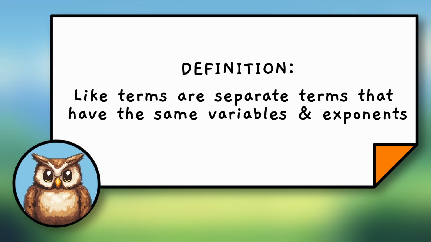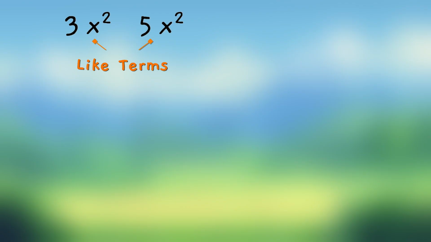Like terms are separate terms, which are alike in a very specific way. Their variables and their exponents are the same. For example, 3x squared and 5x squared are like terms. The variable part of both terms is the same, x squared. They have the same variable and the same exponents. When you have like terms, you can add them together into a single term.